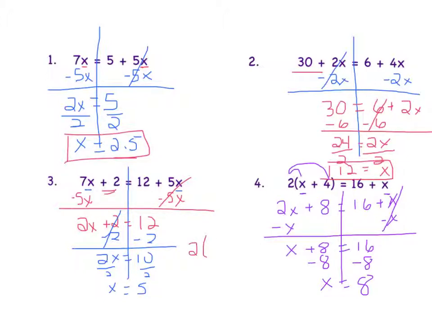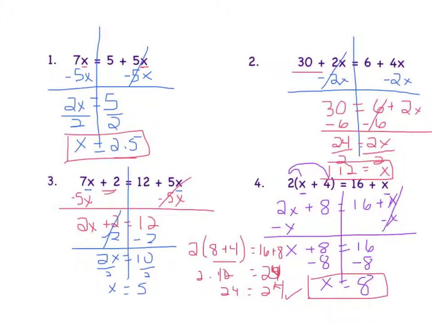We can do 2 times. We think x is 8, so I'm going to plug that in. Now I have to do it on the other side too. 16 plus 8. 16 plus 8 is 24, and here I'm going to do parentheses first, order of operations. 8 plus 4, I wrote a 5, is 12. 2 times 12 is 24. 24 does equal 24. So that checks out, and this is our answer. And that's it.